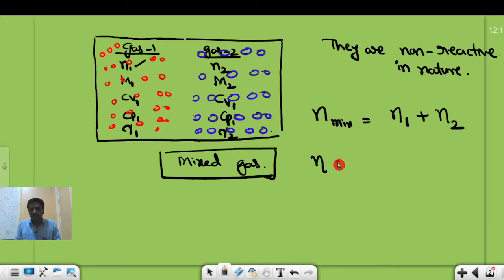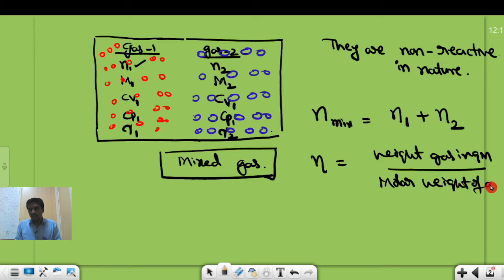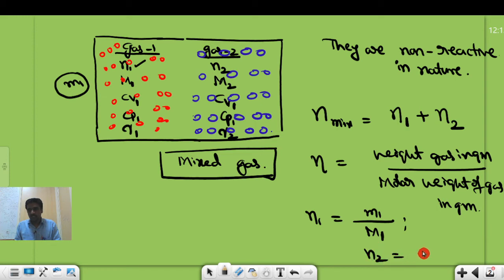We already know that number of moles is equal to the weight of the gas divided by the molecular weight of the gas, with weight in grams and molar weight in grams. In the same manner, N1 is equal to small m1, the weight of gas 1 in grams, divided by the molecular weight capital M1. Similarly, N2 is equal to small m2 divided by capital M2.